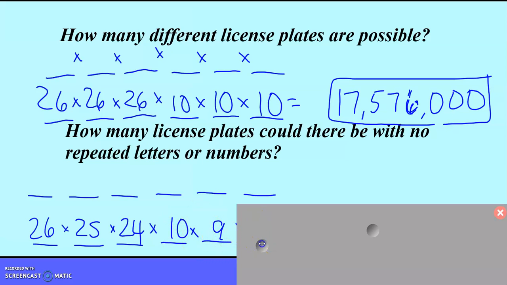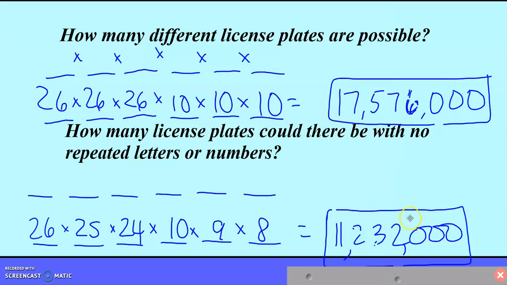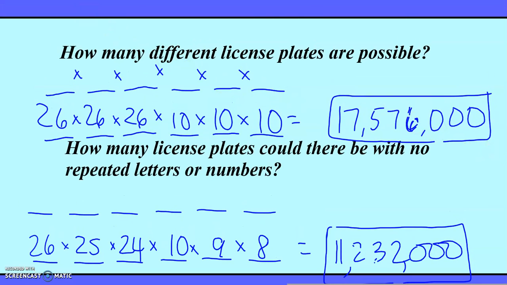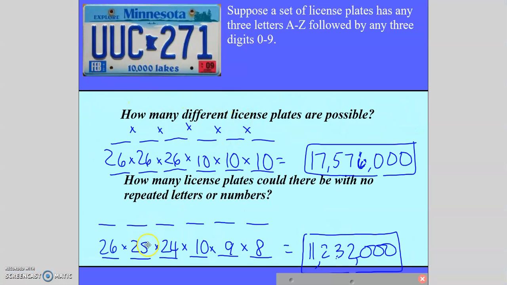And then by the time I get to the last symbol on this license plate, I've used 2 digits. Again, I don't know which 2 I've used, but I've used 2 of them, and I know there will be 8 remaining. So in this case, I get 26 times 25 times 24 times 10 times 9 times 8, which would give me 11,232,000.